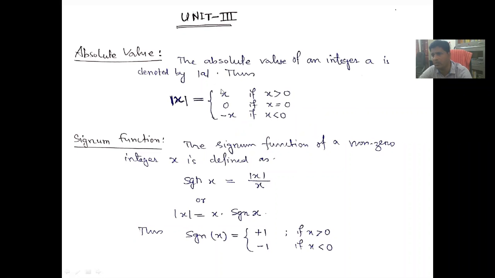Absolute value, what is it? You already know the mod x value. If x is greater than 0, then it is x, if x is negative, then it is minus x, and if x is 0, then its value is 0. Similarly, there is the signum function. The signum function of a non-zero integer x is defined as signum of x equal to mod x upon x. So its value is either plus 1 or minus 1.